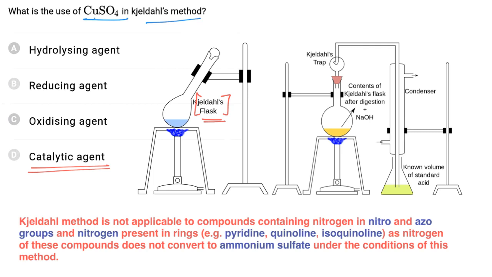During the Kjeldahl method, one thing is very important, and it is frequently asked in exams: which of the following compounds cannot show the Kjeldahl method, or nitrogen content in which of the following compounds cannot be detected by the Kjeldahl method. So if nitrogen is present in a nitro compound, azo compound, or nitrogen present in an aromatic ring like in pyridine, it cannot be identified because these nitrogens cannot be converted to ammonium sulfate.